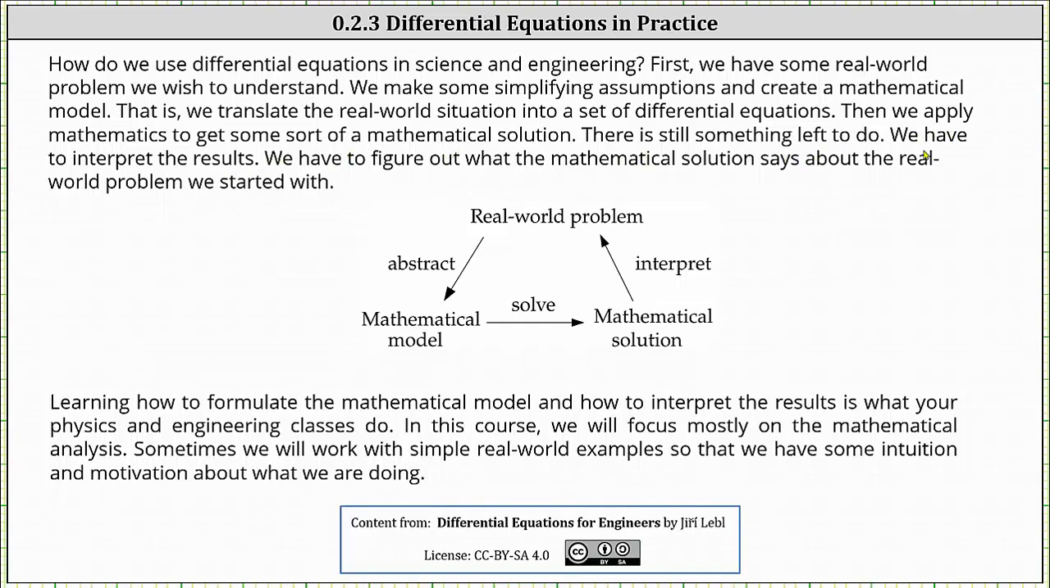There is still something left to do. We have to interpret the results. We have to figure out what the mathematical solution says about the real-world problem we started with. And here we have a diagram that shows the process.